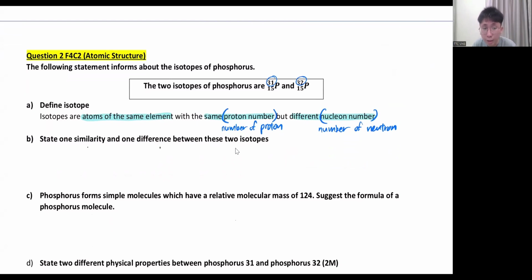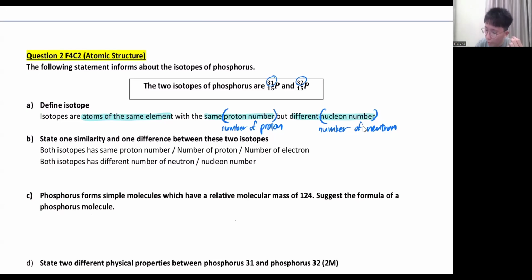Then state one similarity and one difference between the 2 isotopes. So guys, as we see from here, what is a similarity? Same proton number. Same proton number gives you the same chemical properties because they have the same valence electrons and everything. Then different nuclear number is like the mass of an atom. So the atomic mass is different, the density is different, the physical property is different. So there are many answers here.